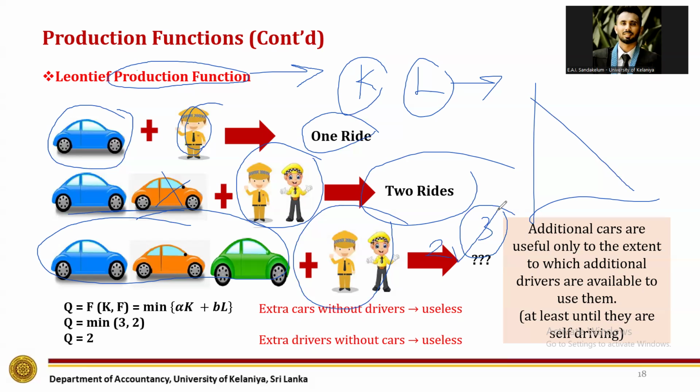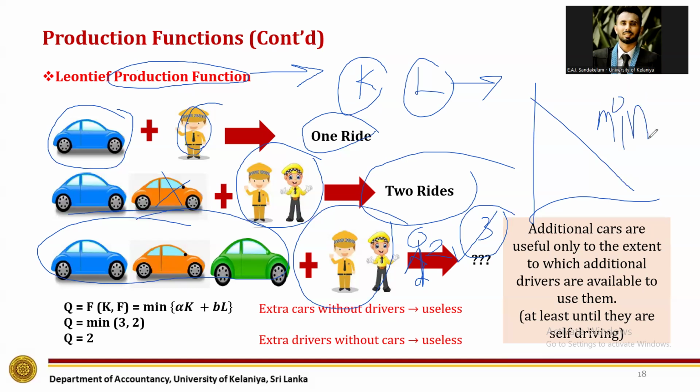To take the benefits, we need to find another person who can drive the particular car, or the customer becomes a self-driver. If there is any extra driver without a car, this is also useless. If there are excess cars without drivers, this is also useless. To take the benefits, proportions should be there. That's the reason we apply the min criteria here.